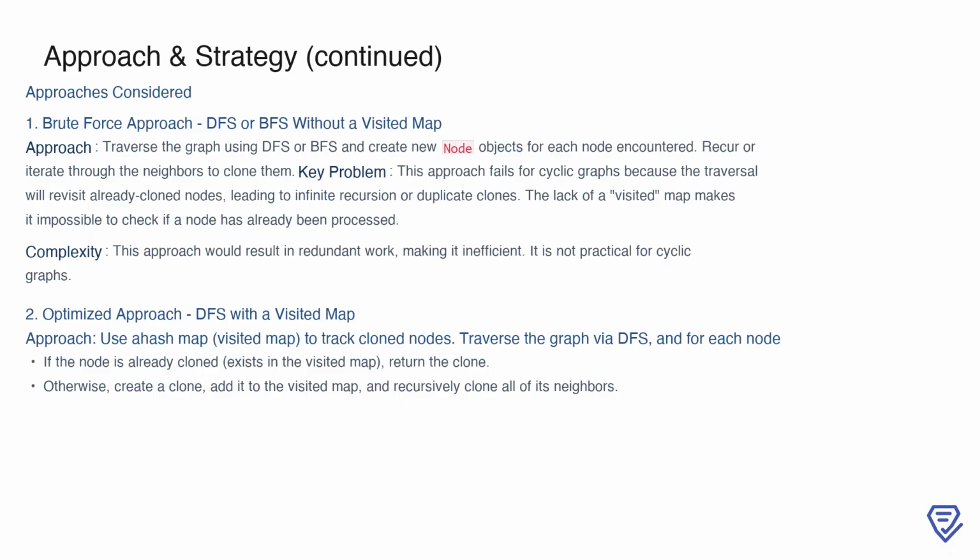A more optimized solution involves using a visited map. In this approach, we traverse the graph using DFS and maintain a hash map to store clone nodes. When encountering a node, if it already exists in the visited map, we simply return the clone. Otherwise, we create a new clone, add it to the map, and recursively clone its neighbors. This strategy efficiently handles cyclic graphs and avoids redundant work.